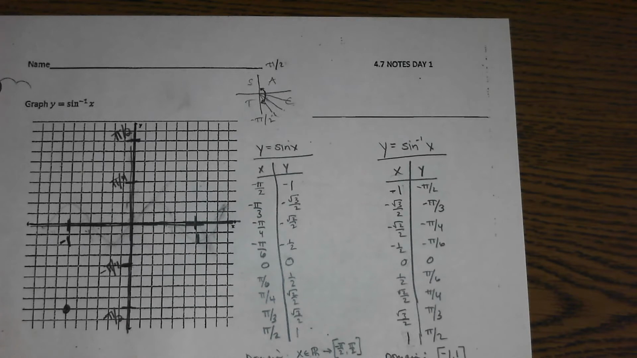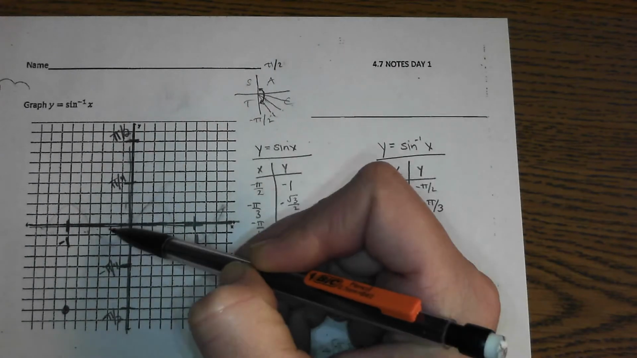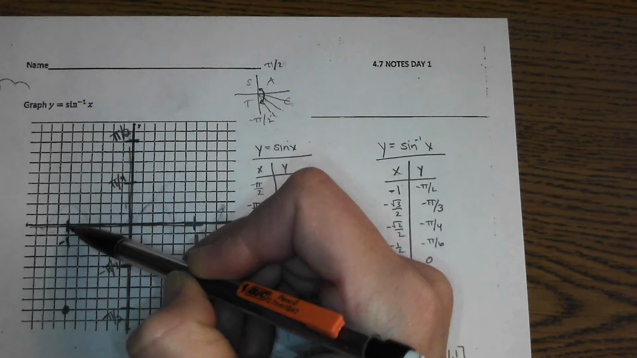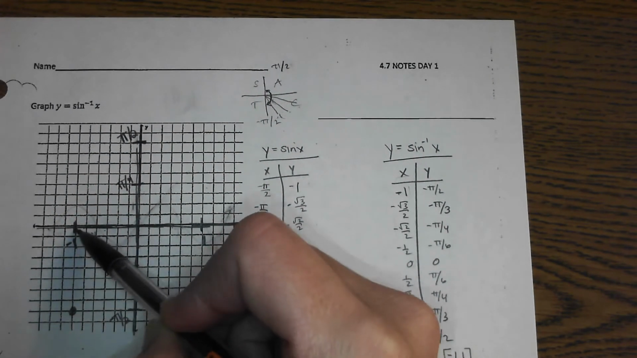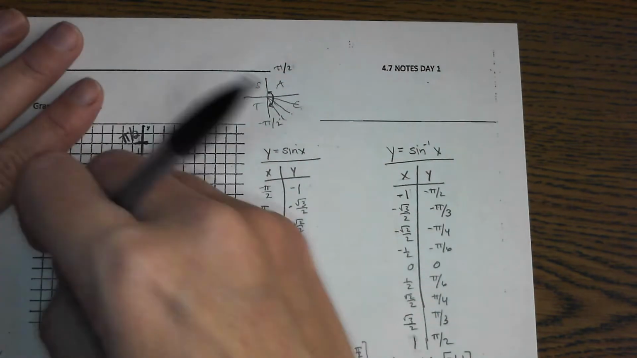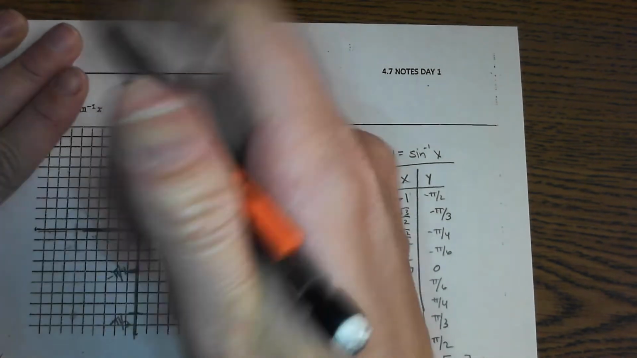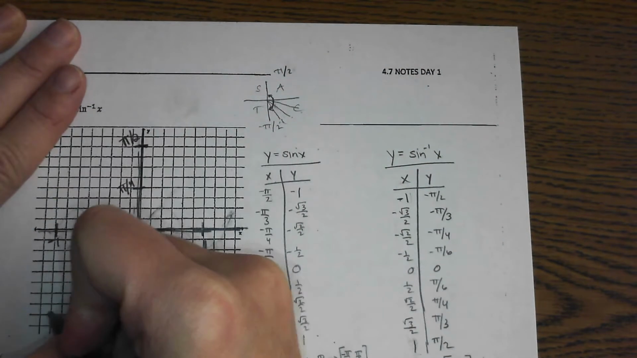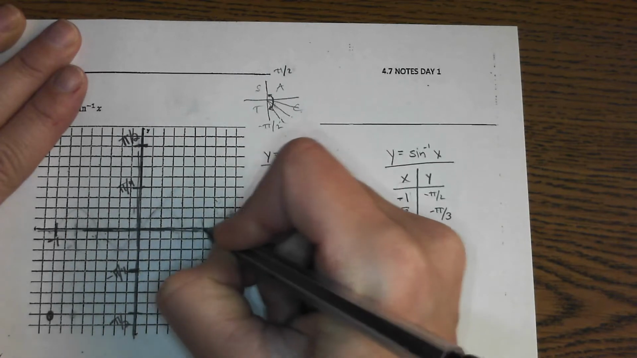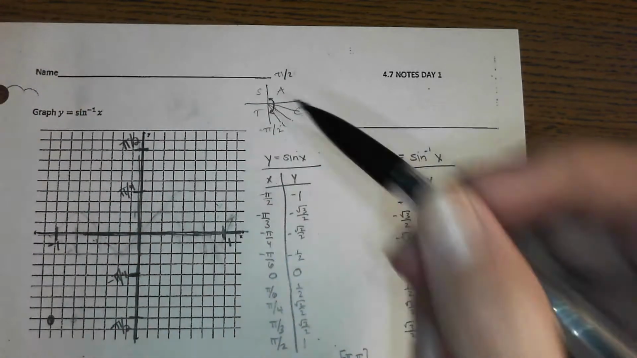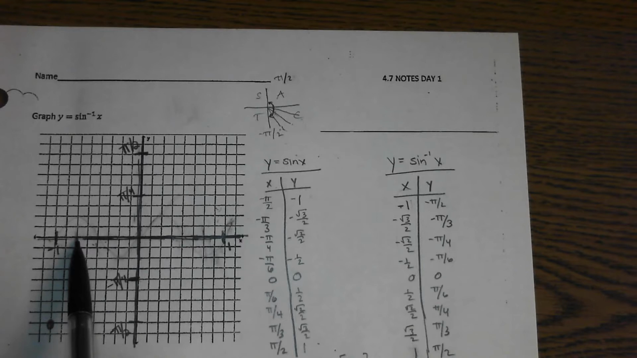Negative root 3 over 2, we need kind of a decimal for. 0.866, so negative 0.866. Uh-oh, I cut this up into 6. That wasn't very nice of me. Maybe I should have done it into 8s. Hold on. I'm going to move this out 2 more units. So negative 0.75 would be there. So negative 0.866 would be right about there.